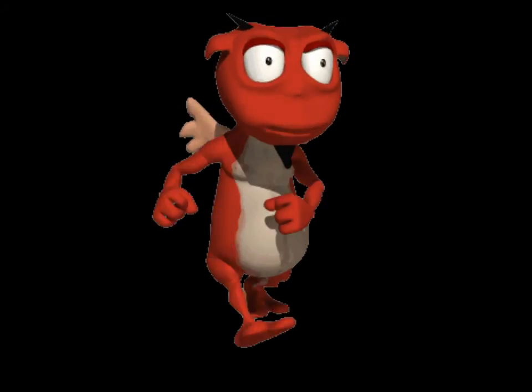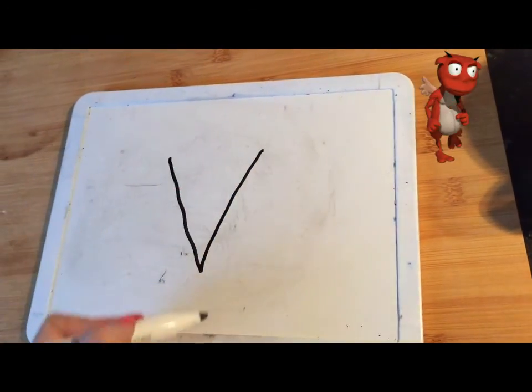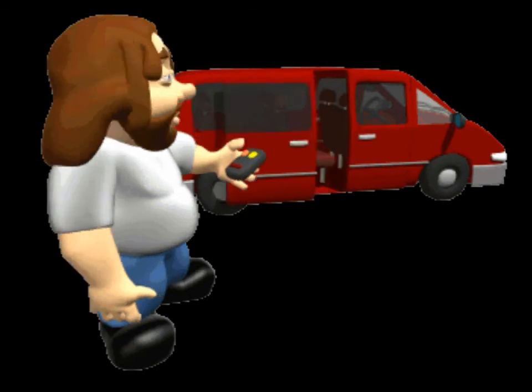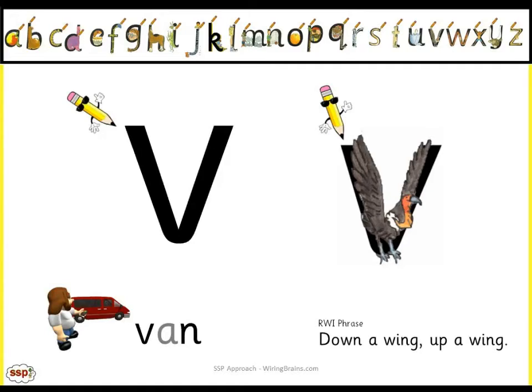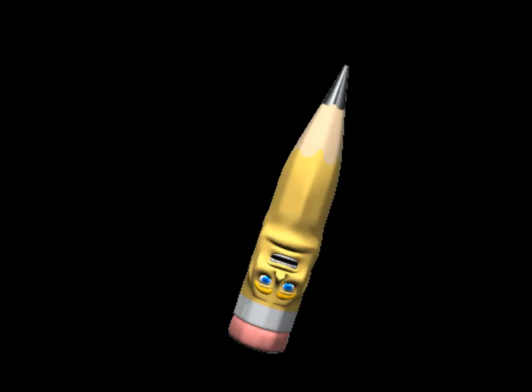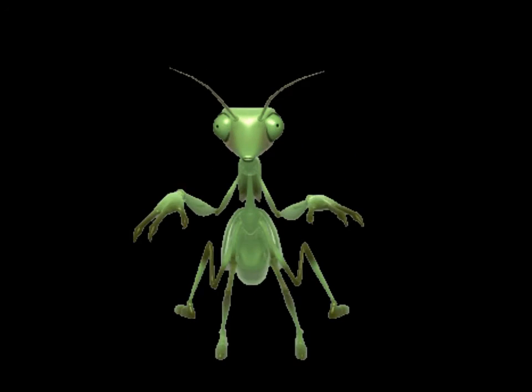Are you ready? Monster V. Van. Down a wing, up a wing. Rub it off, rub it off.